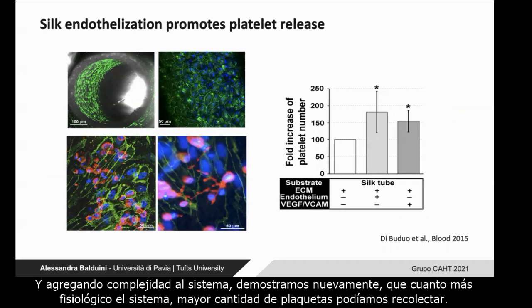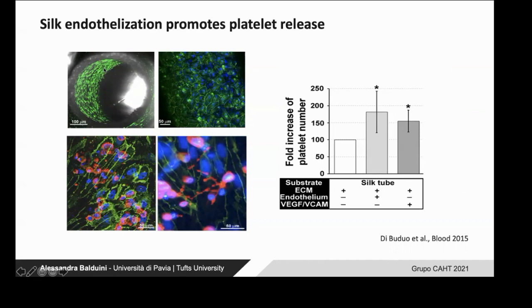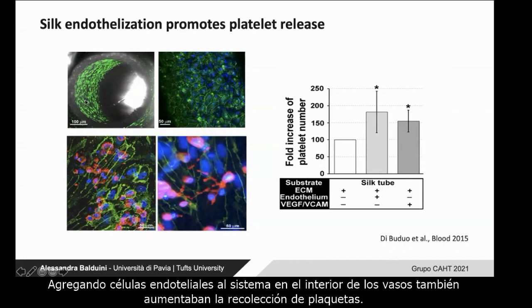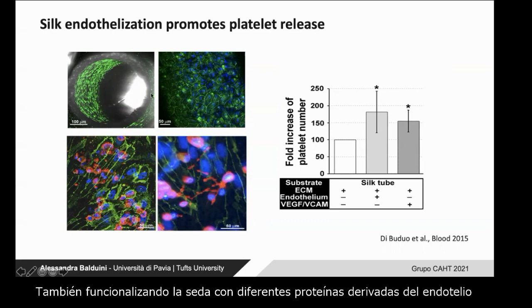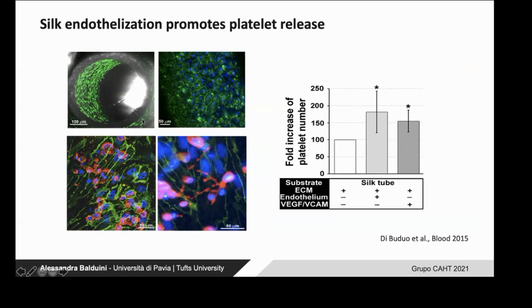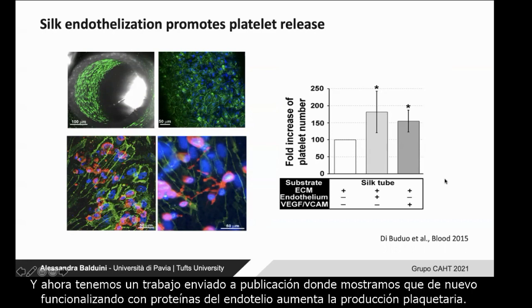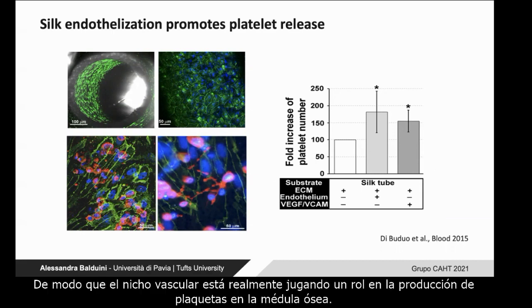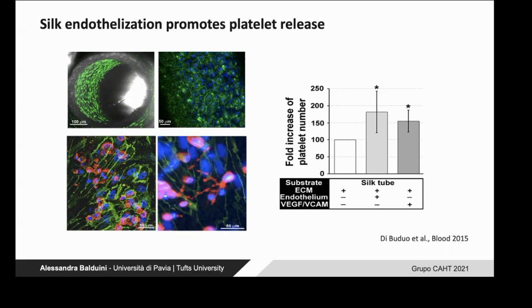And adding some complexity to the system, we demonstrated that, again, the more physiological we were going with our model, the more platelets we were collecting. So adding endothelial cells to the system inside the vessels resulted in an increase in platelet collection, but also functionalizing the silk with different proteins derived from endothelium had an impact on platelet production. And we have now a paper submitted where we demonstrated that functionalizing silk with different proteins derived from endothelium enhanced platelet production. So the vascular niche is really playing a role in directing platelet production in the bone marrow.